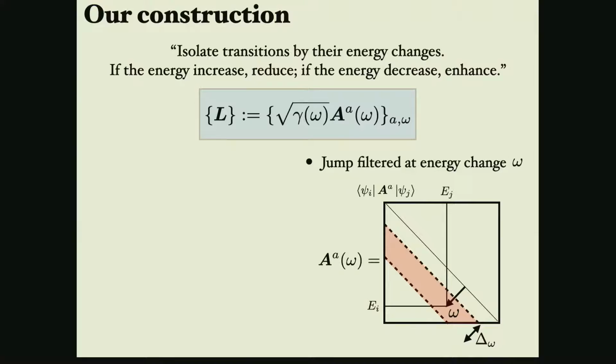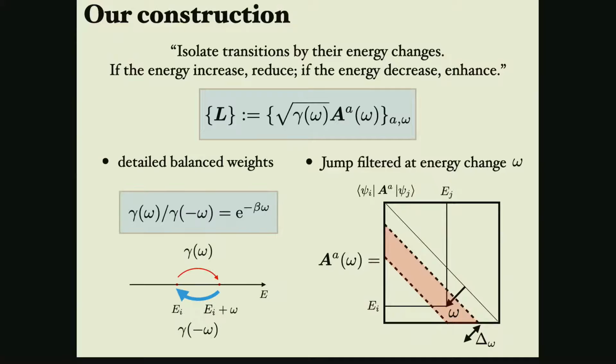And how can you efficiently construct those? So that will be the next slide. But in the energy picture, it's very clear that you want the jump to change energy by this amount, omega. And once you have this, you just multiply by the appropriate weights.